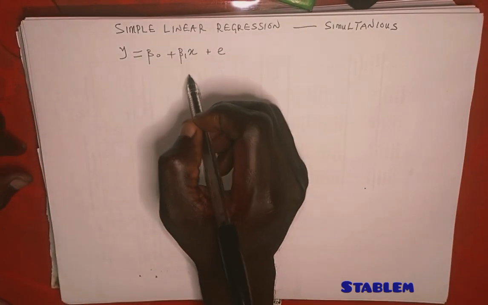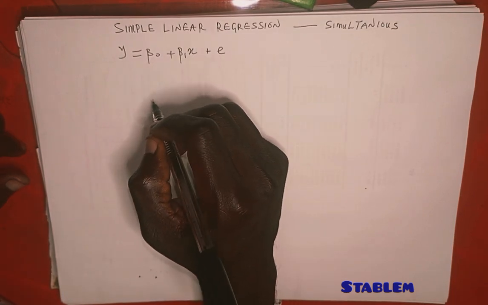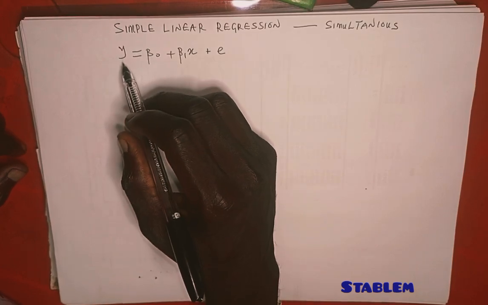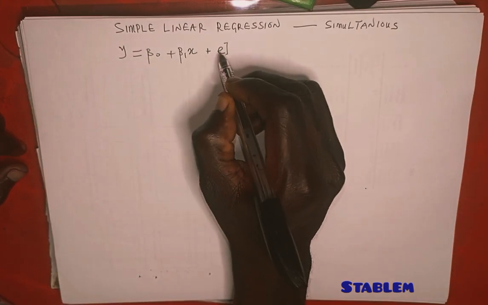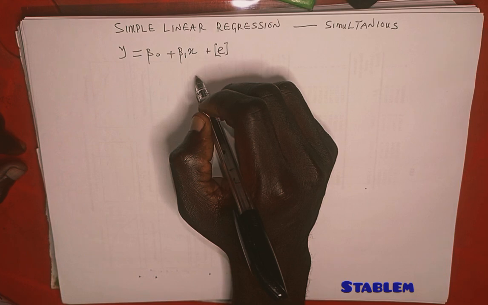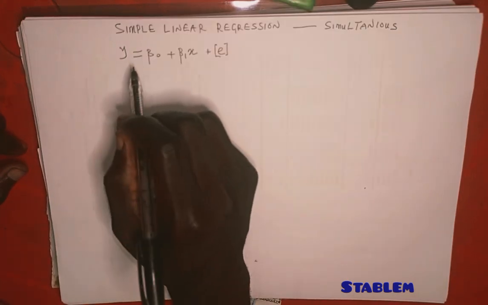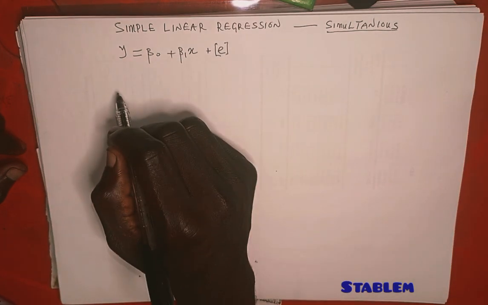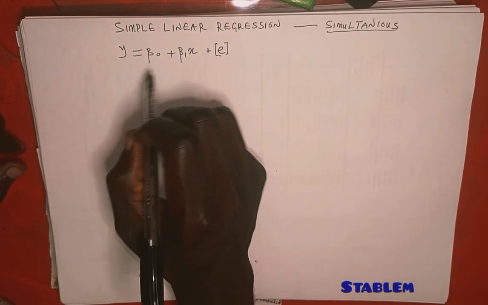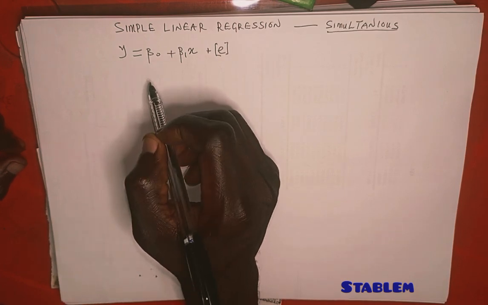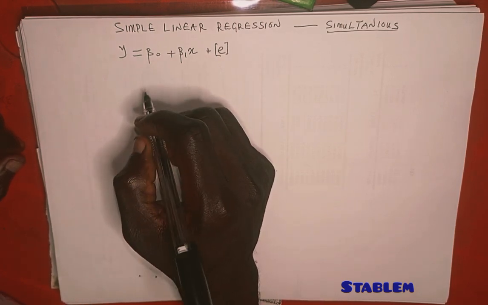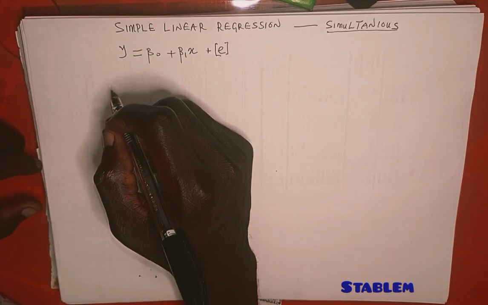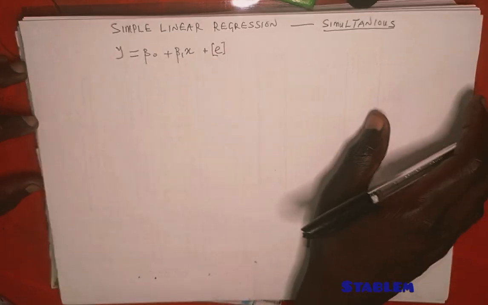So we have beta naught and beta 1, which are the two parameters involved, one independent variable and one dependent variable. So we are not looking at the error term aspect now. I want to use the simultaneous equation method to find the value of the two parameters, beta naught and beta 1. Now, the fact that we have two parameters indicates that we're expected to have two equations. Now, how do we form the equation?